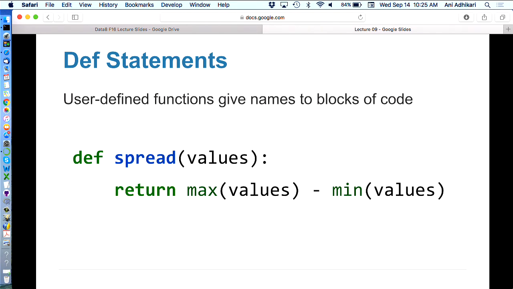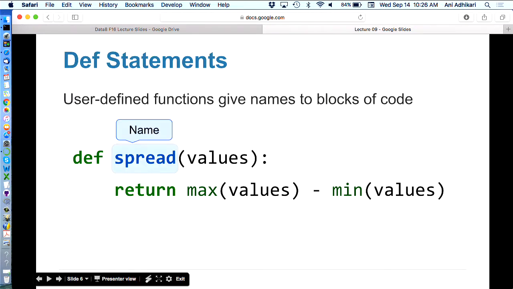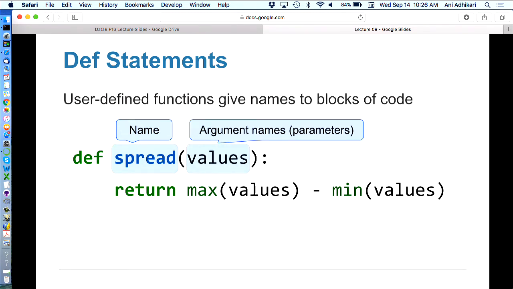There is a function that has been defined. The function's name is spread. The arguments are values. Now, you could have more than one argument. You would separate them by commas, right? X, comma, Y, comma, Z, depending on how complicated the function is that you're trying to write.